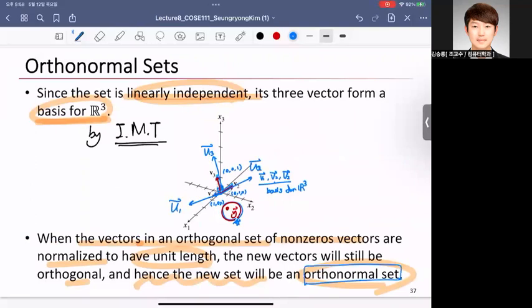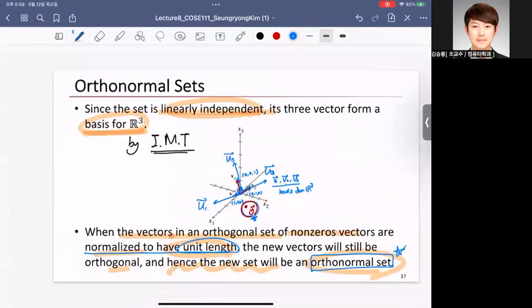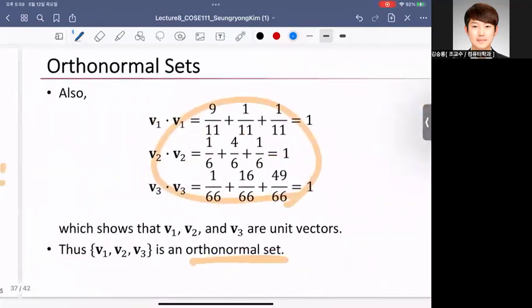그래서 어떤 올소고널한 셋은 그냥 유닛 랭스로 노멀라이즈 해버리면 그냥 바로 올소노멀 셋이 된다라고 하는 얘기예요. 당연한 얘기죠? 그렇죠? 자, 오늘 여기까지 할 건데 혹시 이해가 안 되는 부분이 있으면 질문해 봅시다.